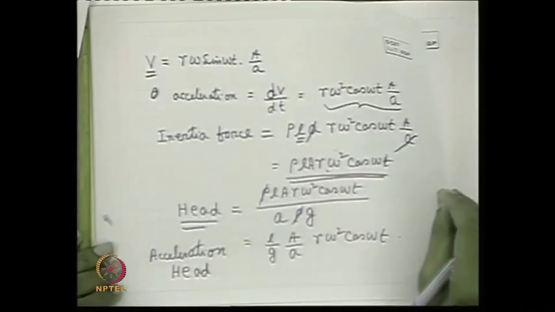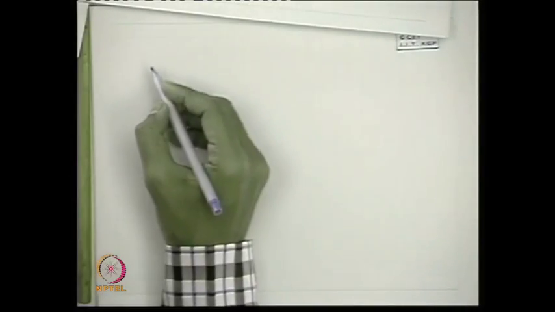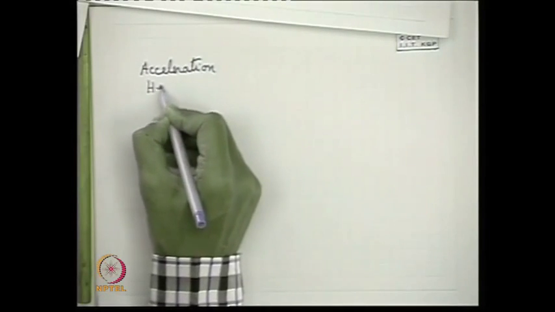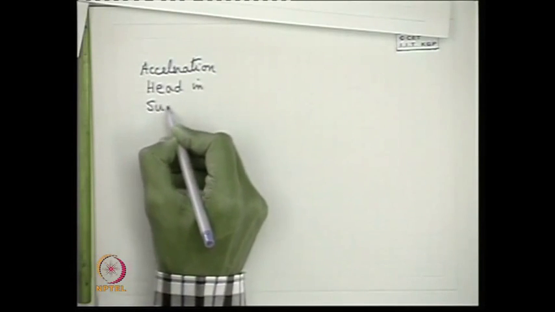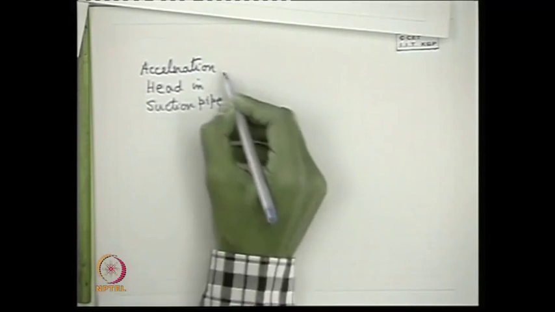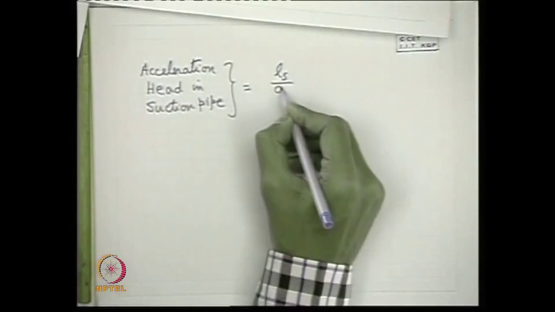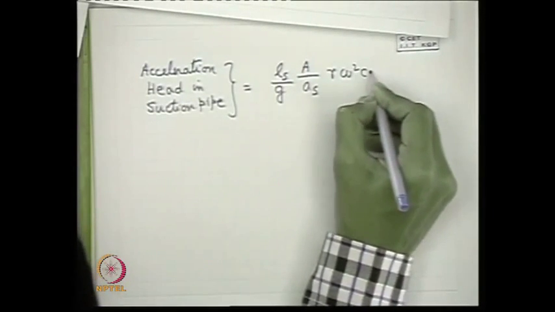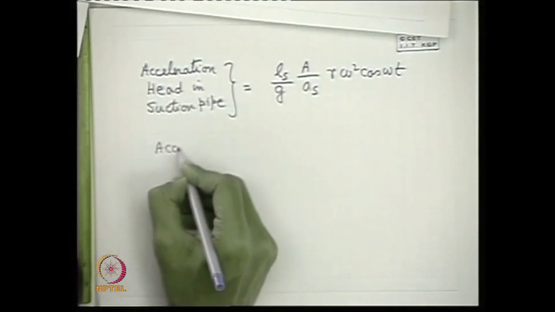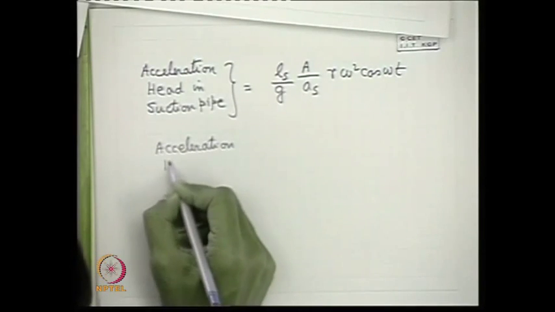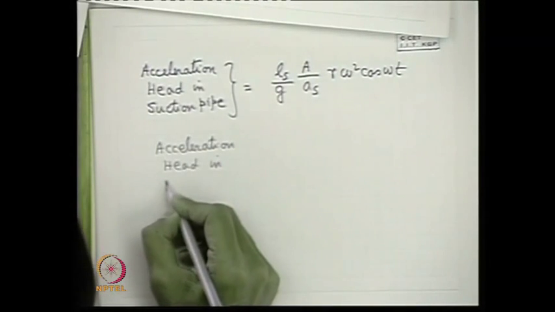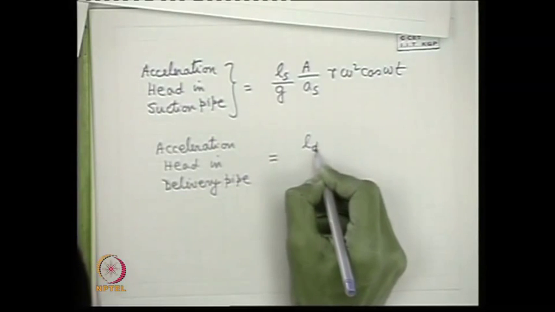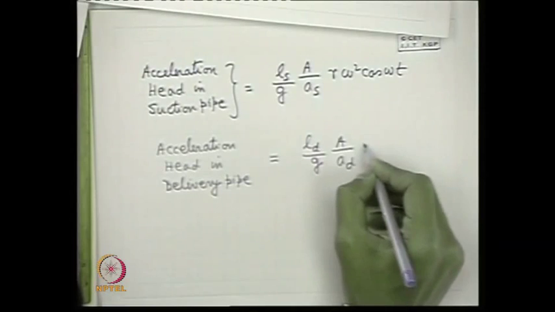Well, okay. Now, if we replace by the suction line dimensions, we can write the acceleration head in the suction pipe is equal to Ls by g, A by As, R omega square cos omega t. Ls is the length of the suction pipe, A is the cylinder area, and As is the cross-sectional area of the suction pipe, other things remaining the same. Similarly, the acceleration head in the delivery pipe is equal to Ld, the corresponding dimensions of the delivery pipe, A by Ad, R omega.